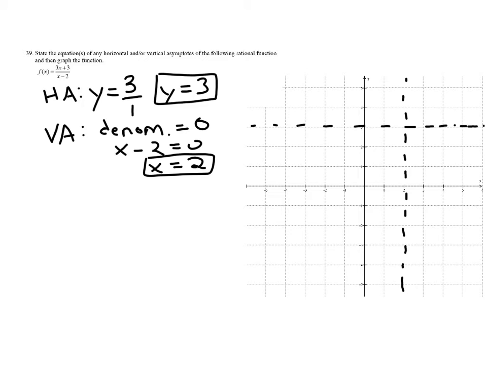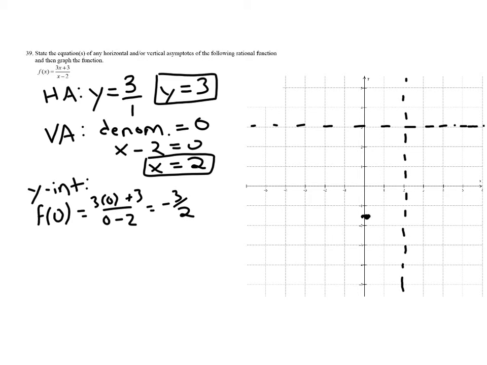The y-intercept will give us a good clue about where that graph lies. So I'm going to go ahead and find the intercepts for this graph also. To find the y-intercept, we should plug 0 into the function. Let x equal 0 to find the y-intercept. This gives us 3 times 0 plus 3 over 0 minus 2, so negative 3/2 is the y-intercept. So I could go over here to the y-axis and plot a point at negative 3/2, so that's negative 1.5 there.